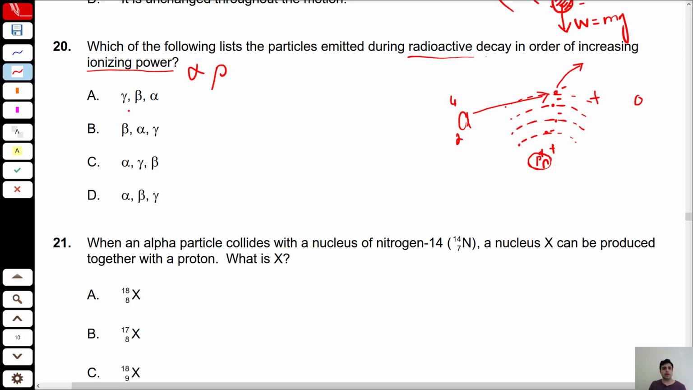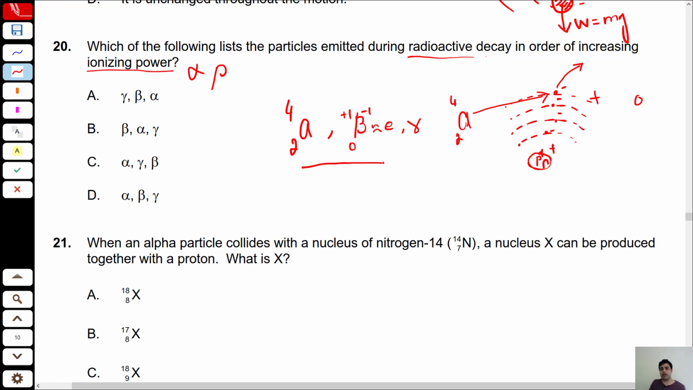So in order of increasing ionizing power, alpha is the heaviest of all because it has 4 nucleons, 2 protons and 2 neutrons together. And then you have beta. Beta has around no mass, but it has 1 charge. It can either be a positive beta or a negative beta. Beta has an equivalent mass of an electron, so it's not very heavy. Gamma has no mass at all because gamma is an electromagnetic wave.